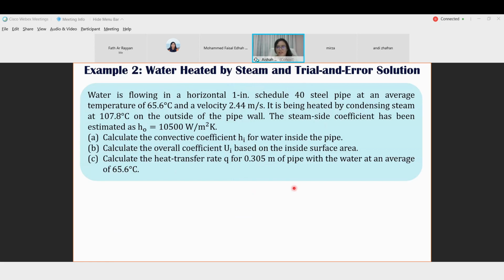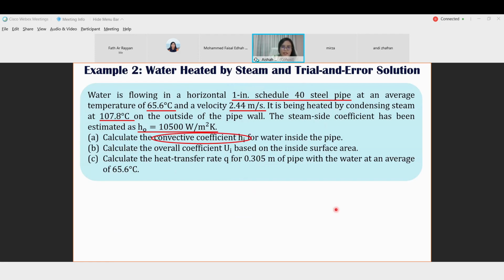That was quick. So let's see. The important information is the specifications of the steel pipe, because we need this information to find the outside and inside diameter from the table later. So we have the inlet temperature, the velocity, the steam temperature, or we can take it as TW perhaps, and then the outside temperature, and then the outside heat transfer coefficient.